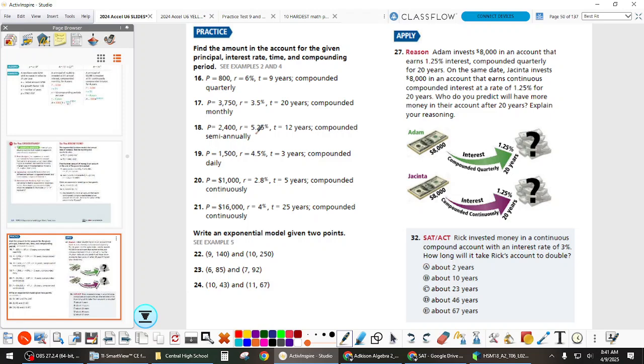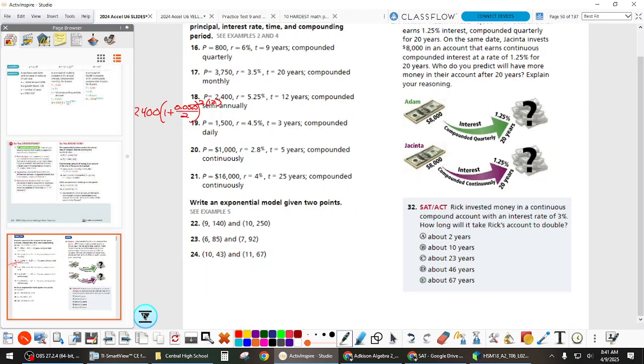Alright, so 18: $2,400 at 5.25% over 12 years, semi-annually. So this is 2,400 times (1 plus 0.0525 over 2) to the 2 times 12. Yep. Does that help? Okay.